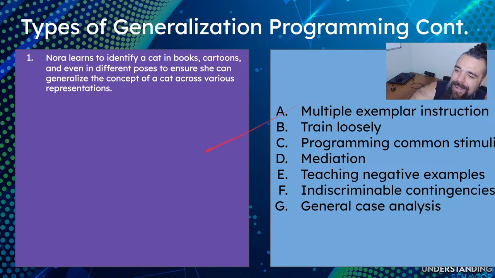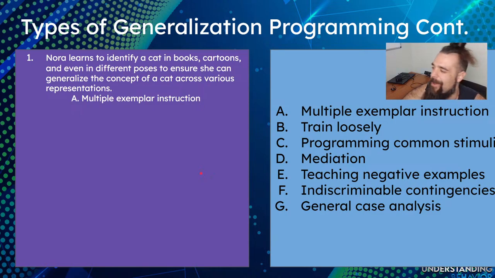Let's talk about this one. Our answer here is A, multiple exemplar instruction. Really important: don't just do process of elimination, like the one that hasn't been done. Use what you know and match it to the concept. So in this one, we are teaching different examples of cats: cats in books, cats in cartoons, and cats in different poses. These are all different examples of cats, different contexts of cats, to teach what the concept of cat is. So yes, A, multiple exemplar training.